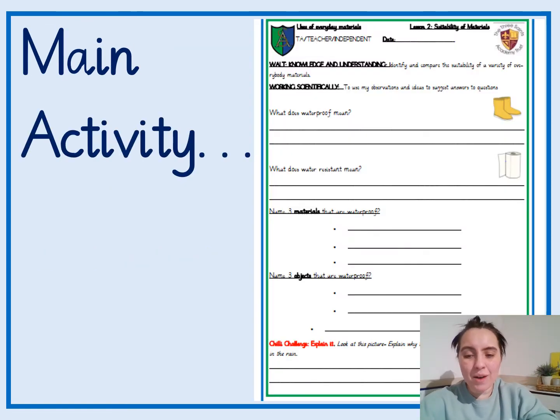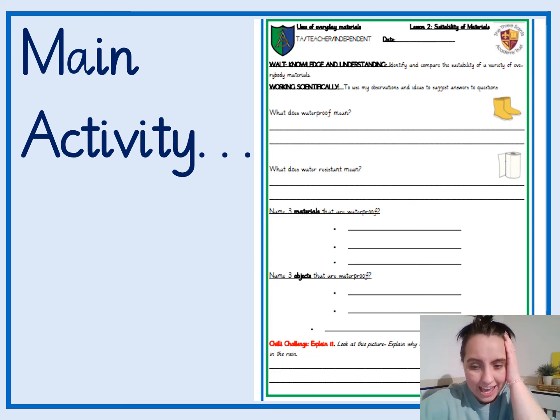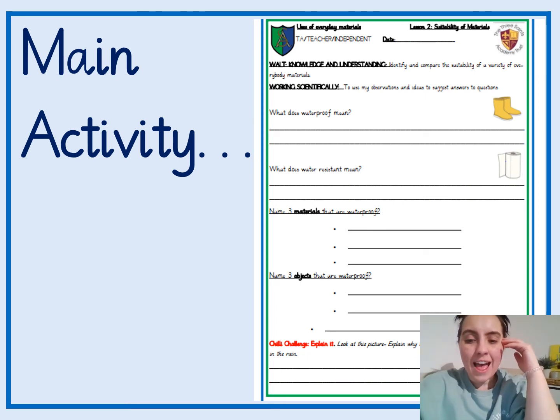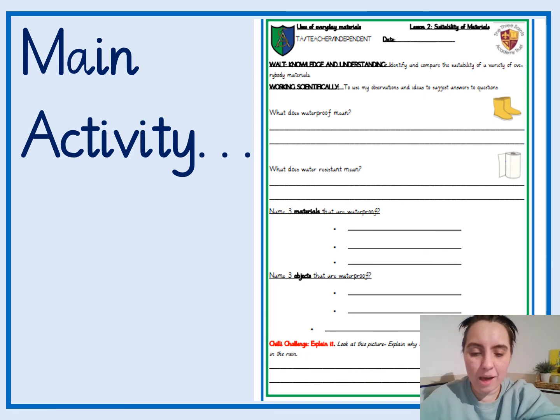Okay children, I'm now quickly going to explain the main activity to you. So the first part of the activity is to write a definition or an explanation of what we mean by waterproof and what we mean by water resistant. Now, my top tip for you is to maybe rewind and go back to the slide where I gave my definition of both waterproof and water resistant, and maybe you'll be able to magpie some of my ideas. Then underneath, just here, I'll point it out for you now.